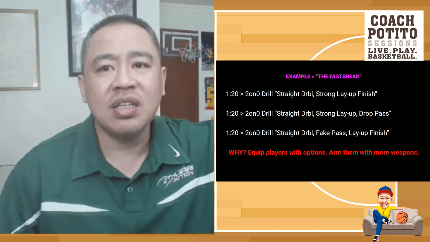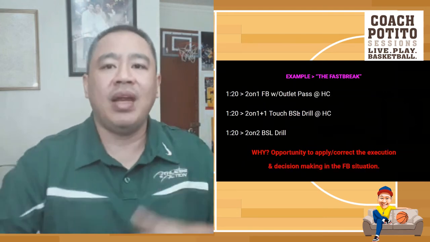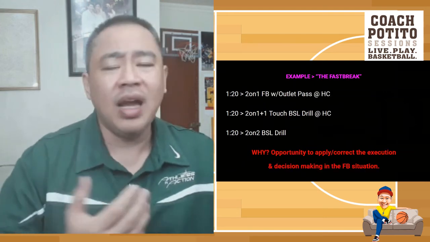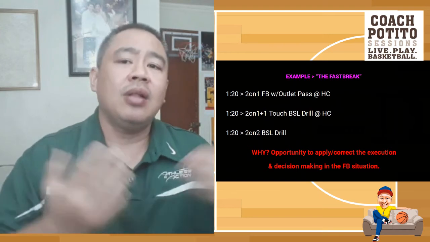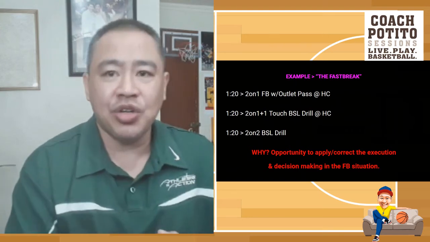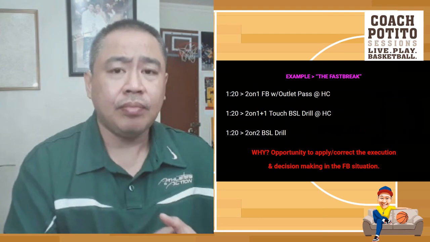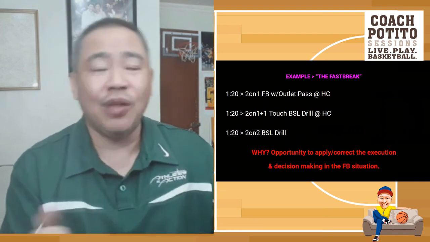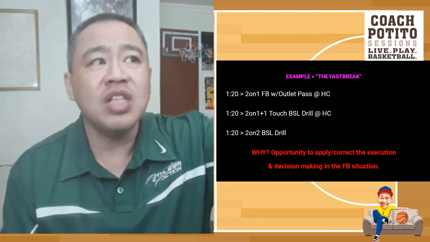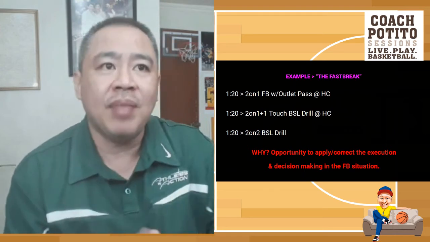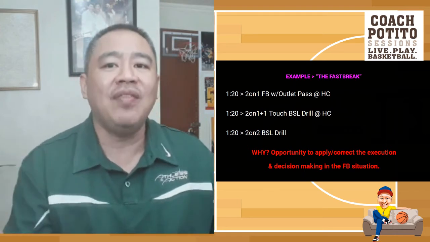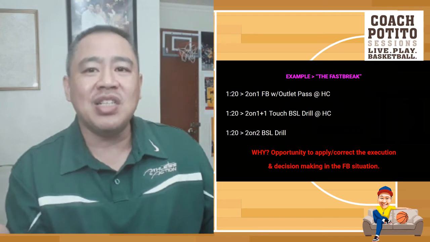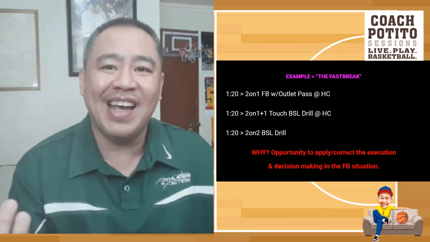So, after these three drills, I'm going to my next three drills. Again, 1 minute and 20 each. Now, this time, if you can see, may competition na. There's competition. And I'm going to show the diagram in a little while. So first would be a 2 against 1 fast break drill with an outlet pass at half court. Remember, I only have the half court. And while we're practicing, there is Zumba music at the other side.